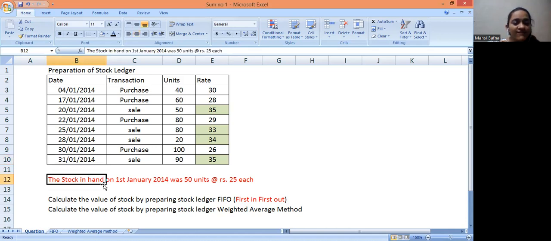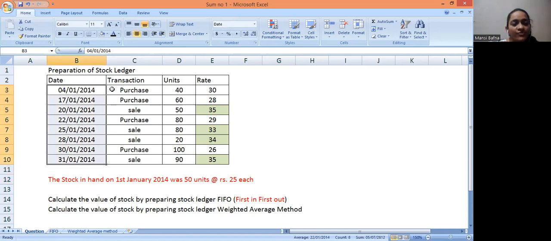In addition to that, we've been told that the stock in hand on 1st January 2014 was 50 units at the rate rupees 25 each. So this is the opening stock. That is, on 1st January, we are beginning our month with 50 units at the rate rupees 25 each in our hand. And further transactions are given to us.